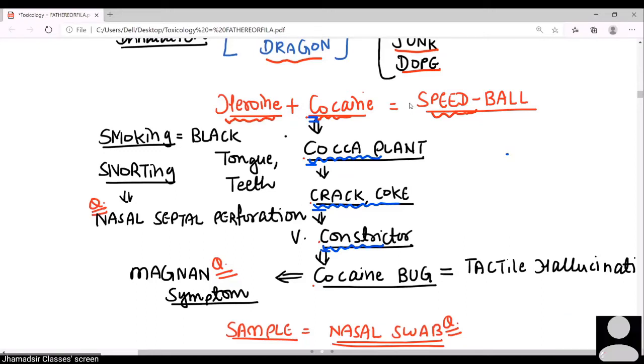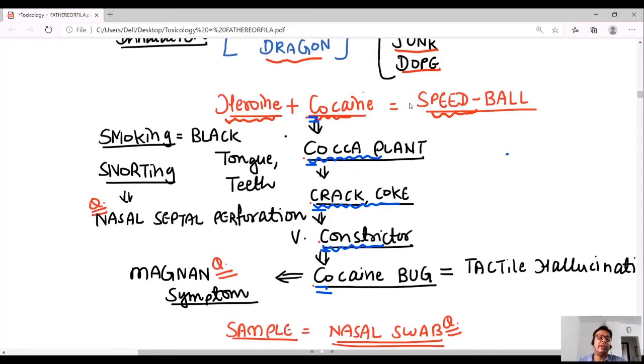And in cocaine we have cocaine bug. Cocaine bug is a tactile hallucination. Very, very important, my dear friend. These are two very important points: C for cocaine, C for coca plant, C for vasoconstrictor, and C for cocaine bug. Cocaine bug is a tactile hallucination. These are some very important words which are used for cocaine.